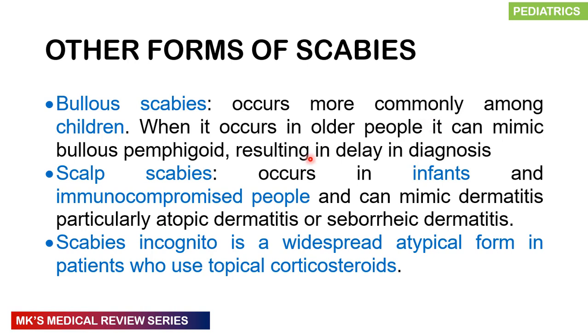You may have scalp scabies, common in immunocompromised patients as well as infants, but this can mimic other types of dermatitis such as atopic dermatitis as well as seborrheic dermatitis. Then of course, scabies incognito is this widespread atypical form, which is commonly seen in patients that have chronic use of corticosteroids, of course topical use of corticosteroids.